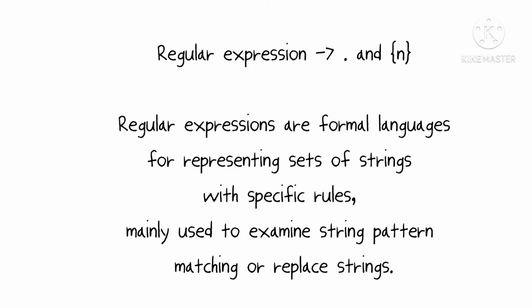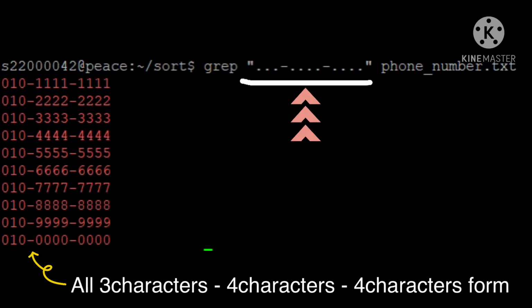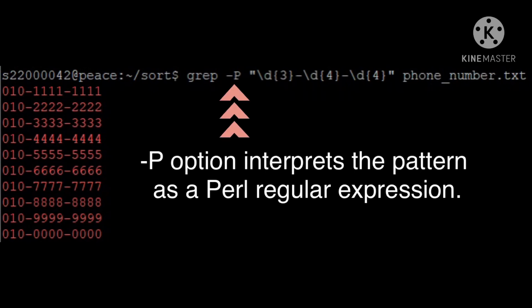Now, let me introduce the regular expressions dot and bracket n. The regular expression dot matches exactly one character. Therefore, on this screen, we can find the strings that match exactly the form of 3 characters, 4 characters, 4 characters. And also, we can use this command to get the same result as the previous slide. And here, the -P option interprets the pattern as a Perl regular expression.